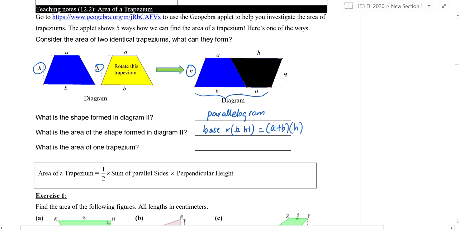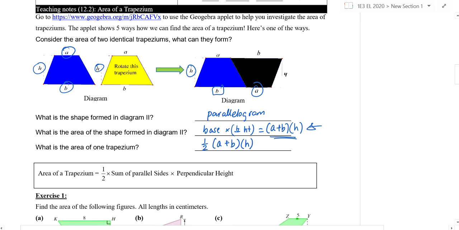Where did the A and the B come from? The B is the original base of the trapezium. The A over here is actually the top or the other parallel line from the original trapezium. So this gives us the area of 2 trapeziums. So if I just want one of it, then the area will be half times of this result, A plus B times the perpendicular height h.